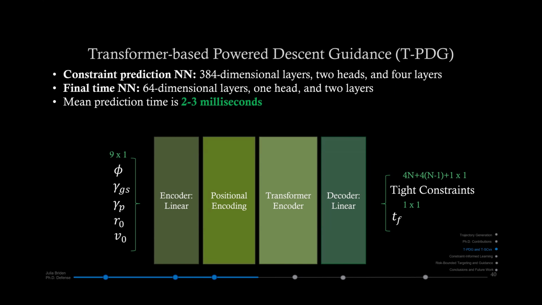And then for the architectures for T-PDG, constraint prediction has a larger number of dimensions because we're predicting something that's time dependent, while for final time, it's quite small because we're just predicting that scalar value. Something to note for this architecture is that the inference time is very efficient, 2 to 3 milliseconds. So compared to other potential warm starting techniques, it will beat it out in terms of prediction time as well.